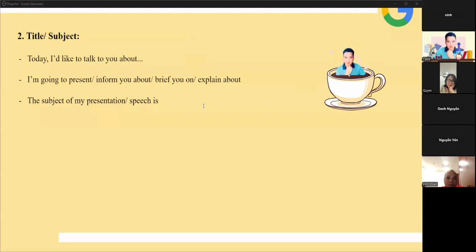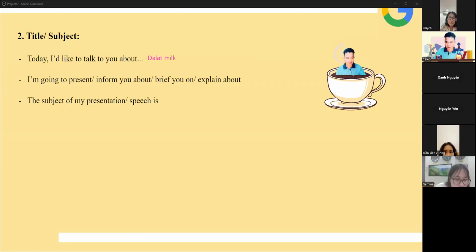Let's say we are presenting, I can only think of one because I want milk right now. Dalat milk. About Dalat milk. I can't think of anything else. Okay, let's say this is our topic, Dalat milk. We're going to talk about this because most of my students that are kids usually drink this. Okay, so let's try presenting our title or subject.